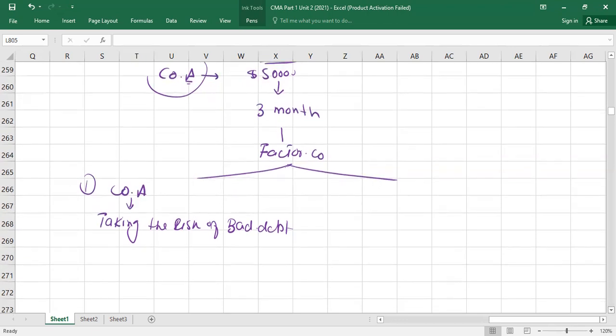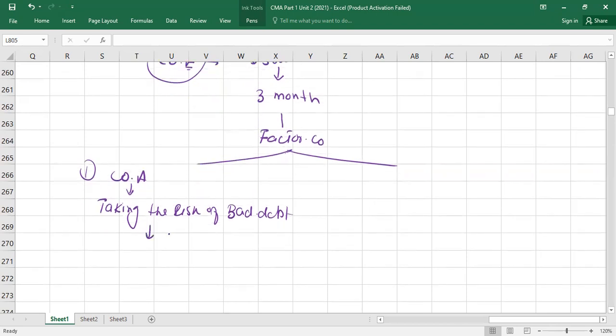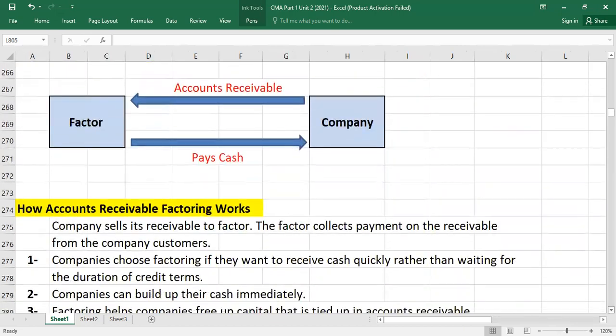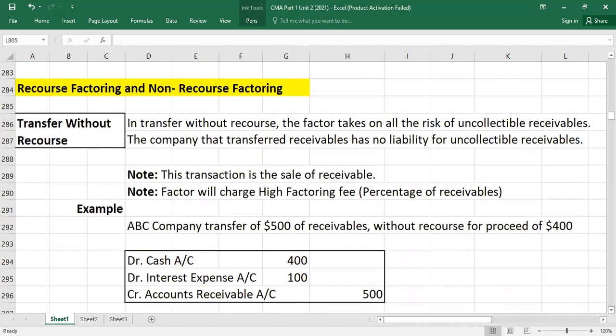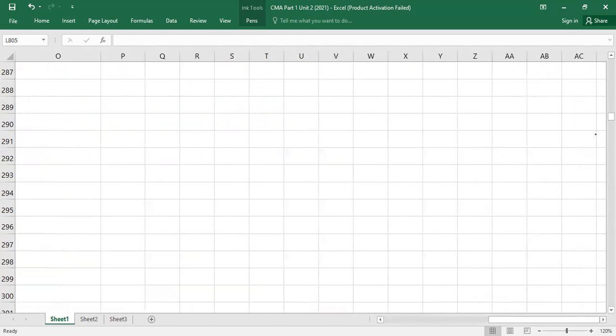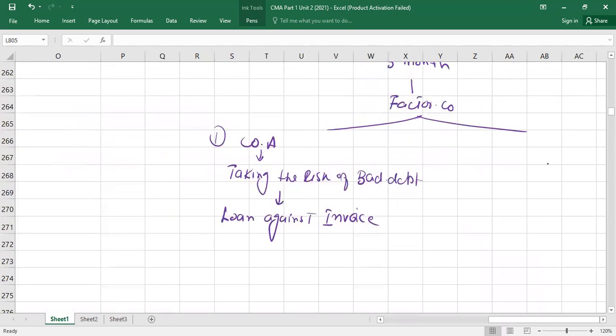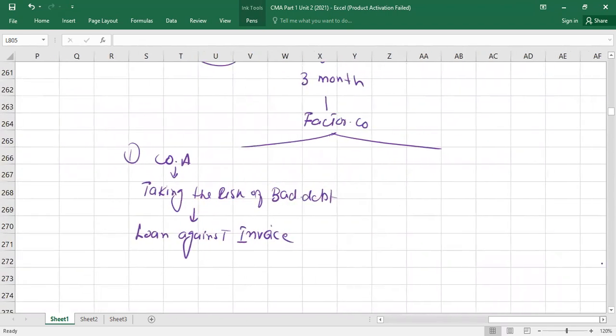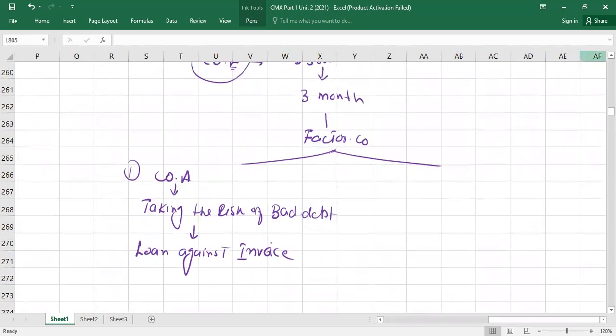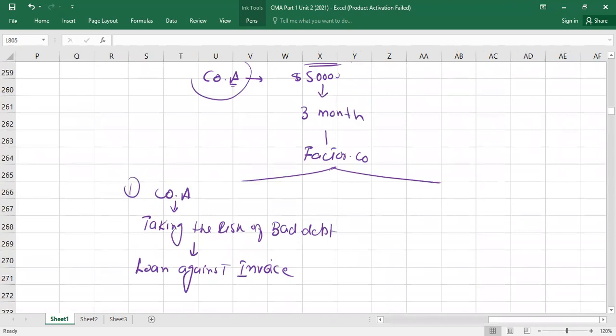So here what will you do, guys? It means it is not a sale of receivable. It means it is a loan against invoice, because we are still taking responsibility to repay. Right or wrong? Understood? Okay, and this contract is called recourse factoring. This kind of agreement where the company is taking responsibility for bad debts is called recourse factoring.